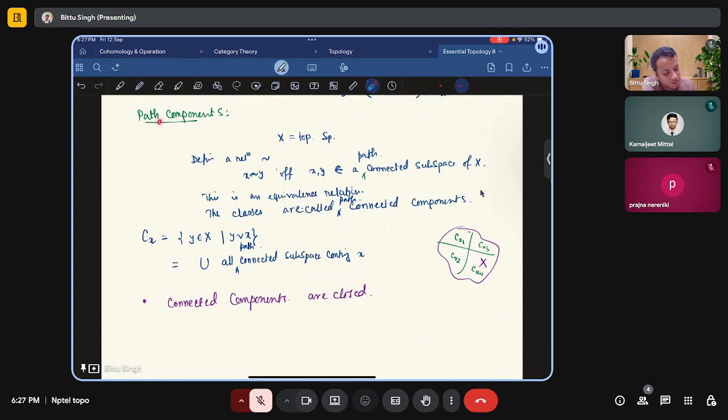Similarly, path components are sometimes called path connected components. Okay, path connected is shorter than that, so this is also called path connected components. Those are the same.